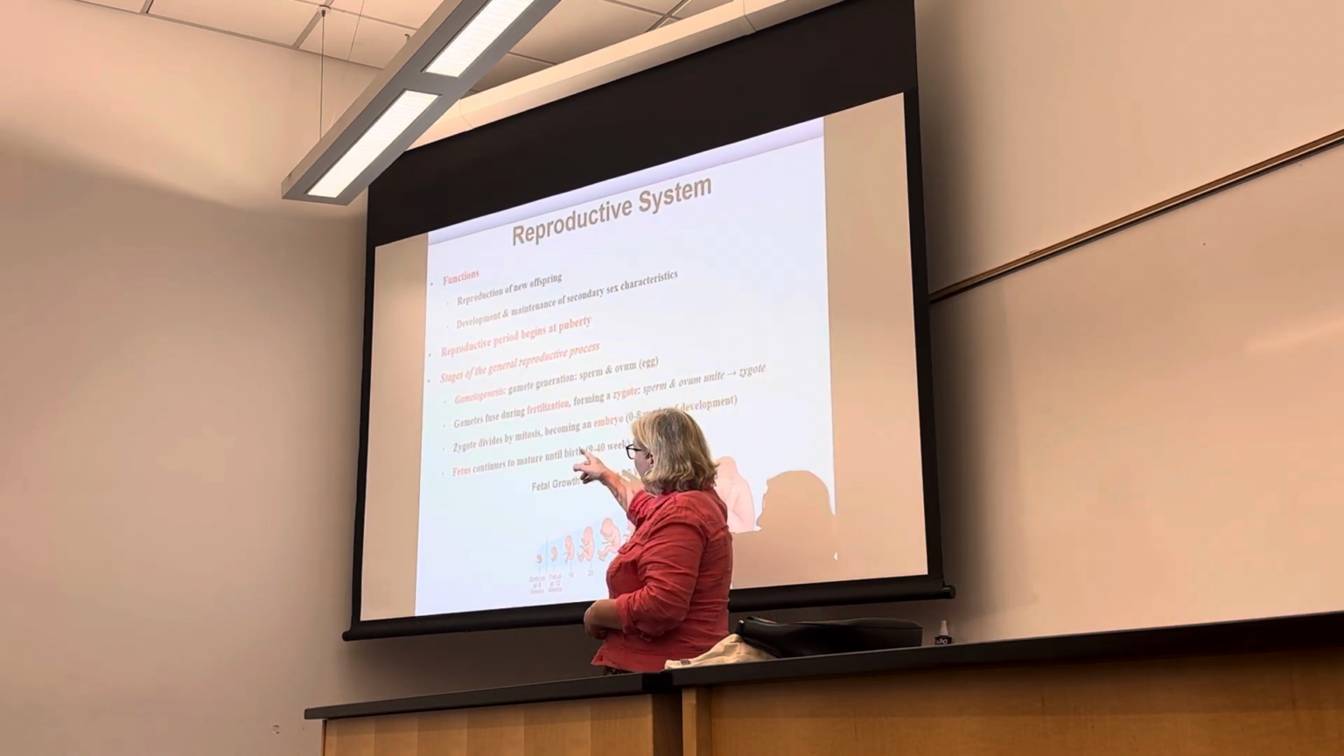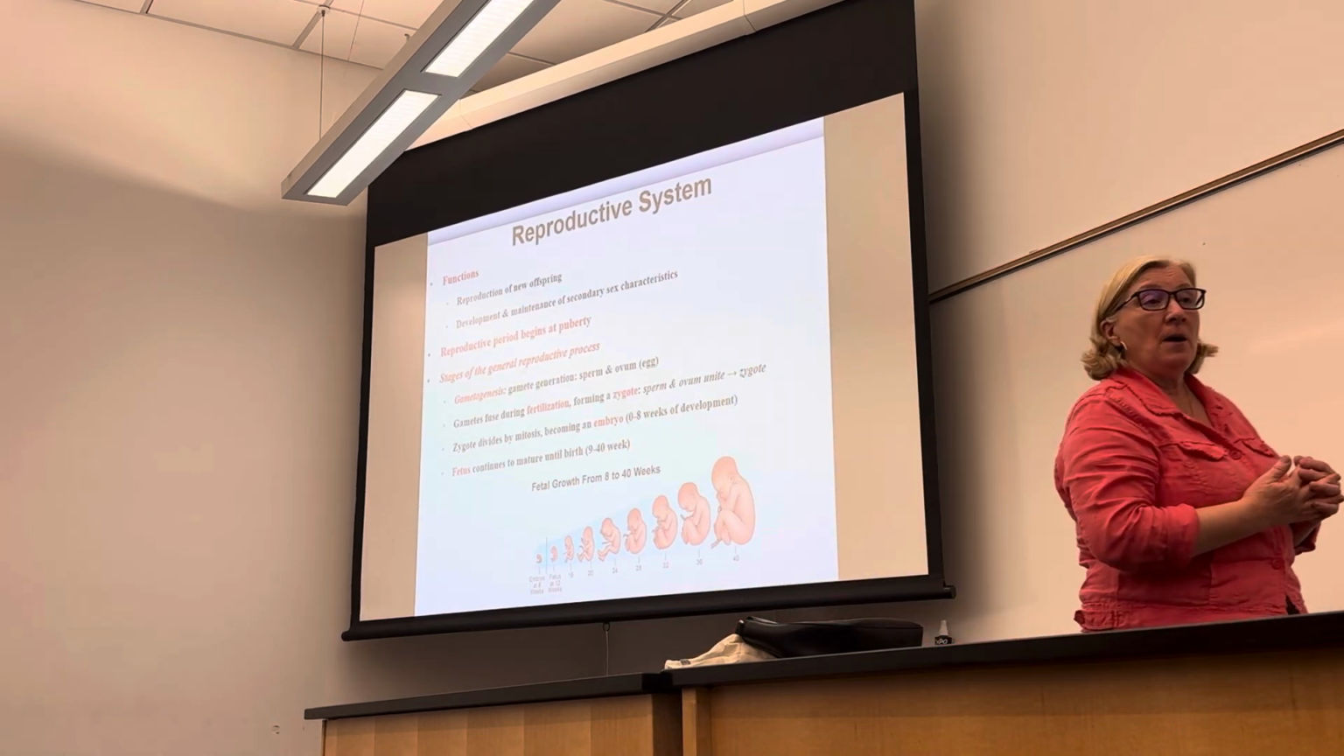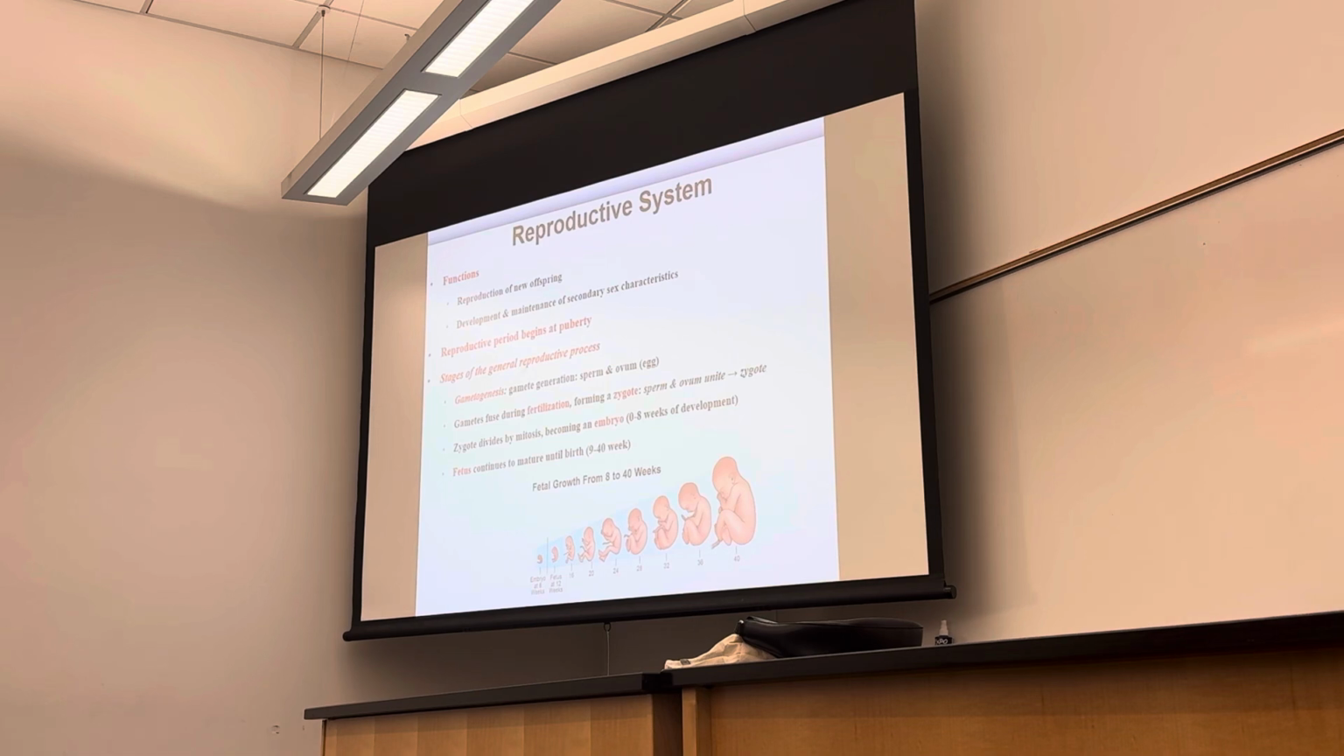After that, the zygote will divide via mitosis. If you remember, mitosis is the production of two identical cells. So the zygote being this one cell, it divides in two, and each one of these two divides in two, and each one of these two divides in two, and they carry the same genetic information. At this point, all cells are identical genetically.